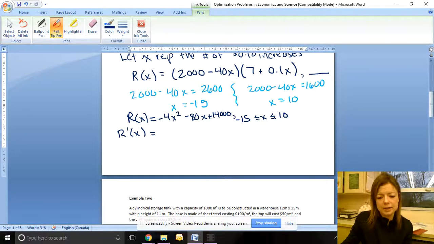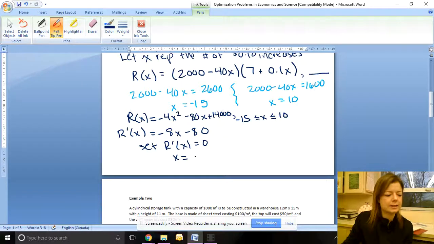There's my restriction. So notice this means that if there's no price changes, I'm making $14,000. So I'm looking to make more than that. So now my derivative is minus 8x minus 80. Okay, and so now I'm going to set the derivative equal to 0. And when you do that, you get x equals -10.